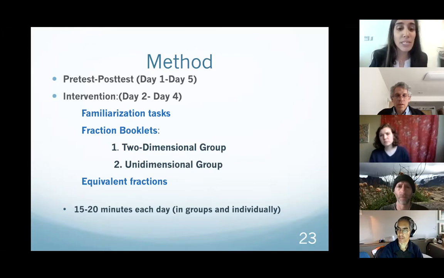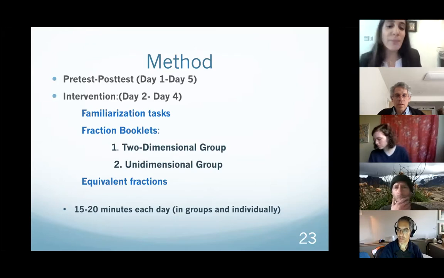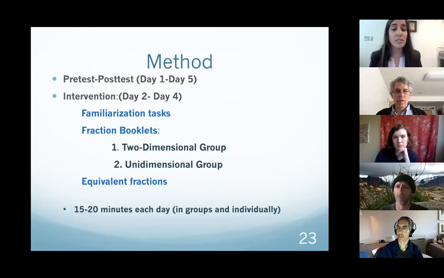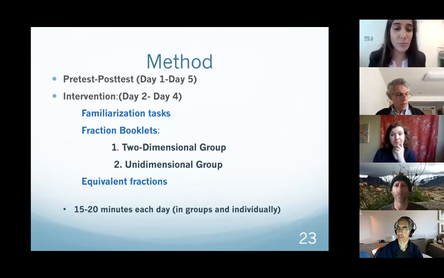Then that same day individually, I had them place fractions on either a two-dimensional number line or a unidimensional number line, depending on what group they were in. Then the next day after that, I showed them equivalent fractions on either the two-dimensional number line or the unidimensional number line, depending on their group. Then the 4th day of intervention was just review of the 2 days earlier and what they had learned. The 5th day was just a post-test.